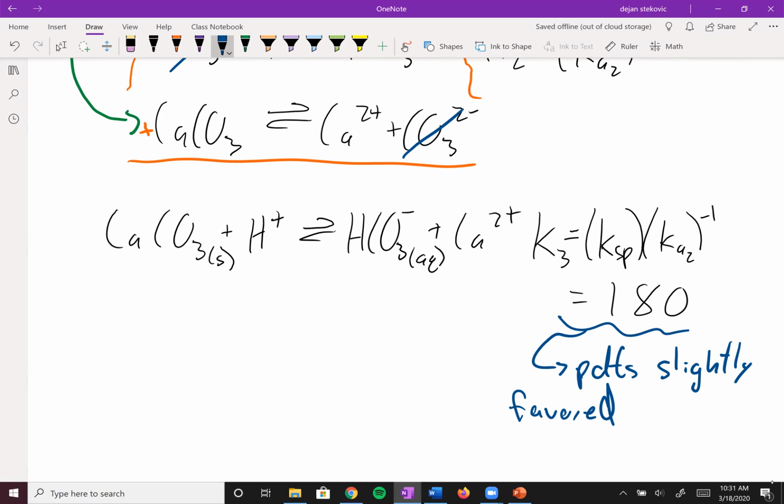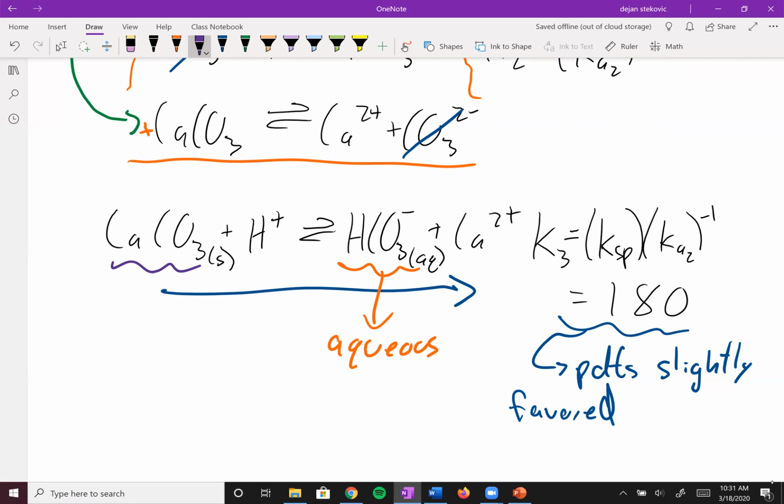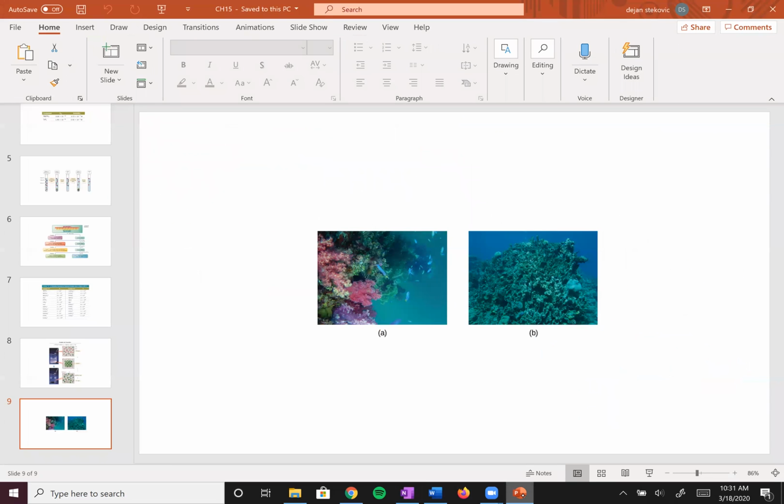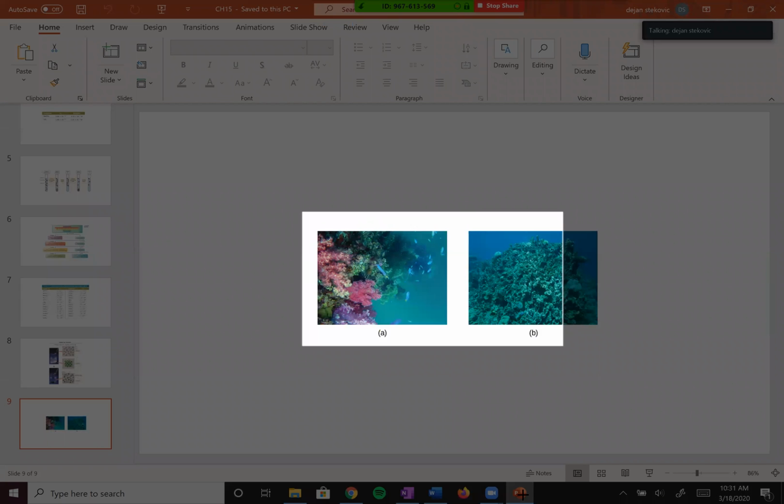Right, and if we take a look at what our products are, that means that this right side is slightly favored. What it means is that this bicarbonate is favored, and this is an aqueous solution. So if your coral reef is over here, it would be no coral reef, because the coral reef is literally dissolving away. And so what does that mean in terms of the environment? Well, it means that the coral reefs essentially die.